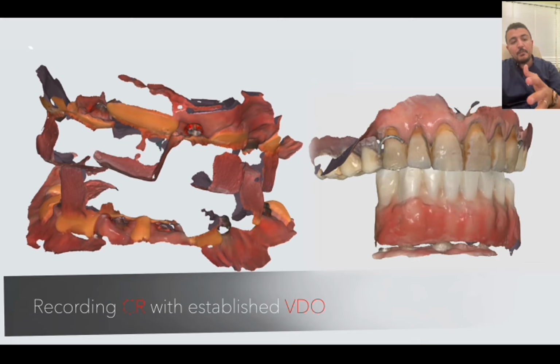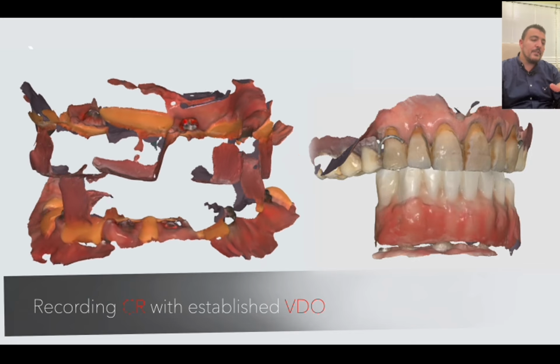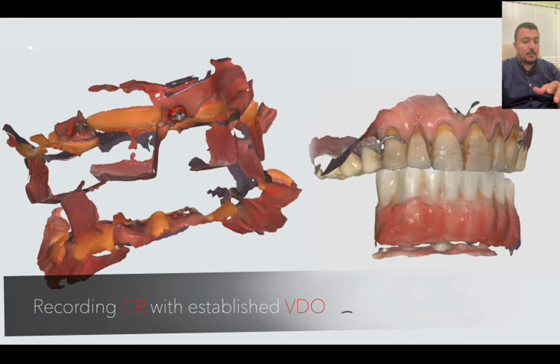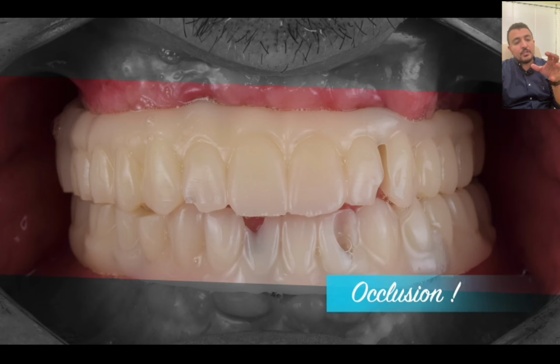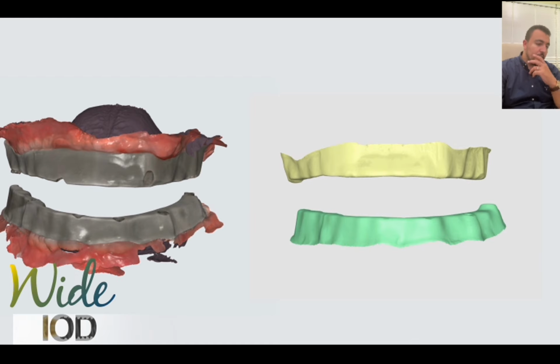So sometimes we have established vertical dimension of occlusion with temporary restorations or even with wax ramps. But the problem is that this relationship is not in the ideal centric relation. So we have wrong centric relationship in these temporary restorations. We have an overclosure of one side and open contact of the opposite side. So we have to fabricate a device to record this ideal vertical dimension, but in a more precise centric relation.